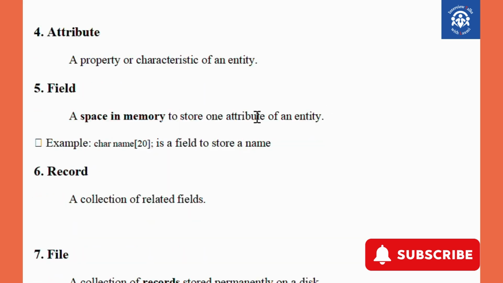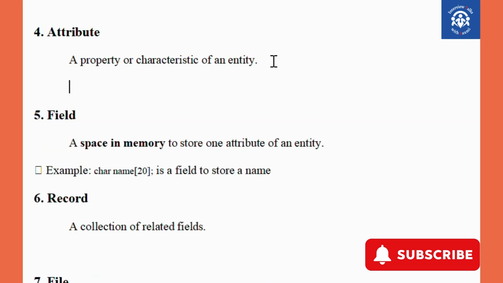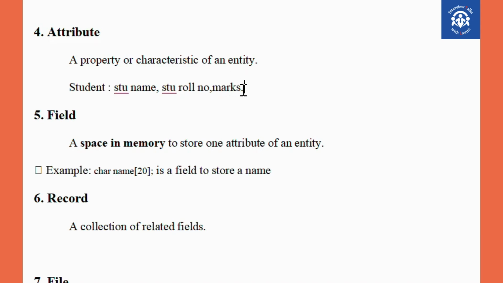Next, move on to the next concept, that is called attribute. Attribute we already discussed. Attribute means a property or characteristic of an entity. Before, we took one example, that is student as one entity. What would be the attributes for that? The attributes will be student name, student roll number, and marks. These are all properties. These are all attributes. So I hope you understand attribute.